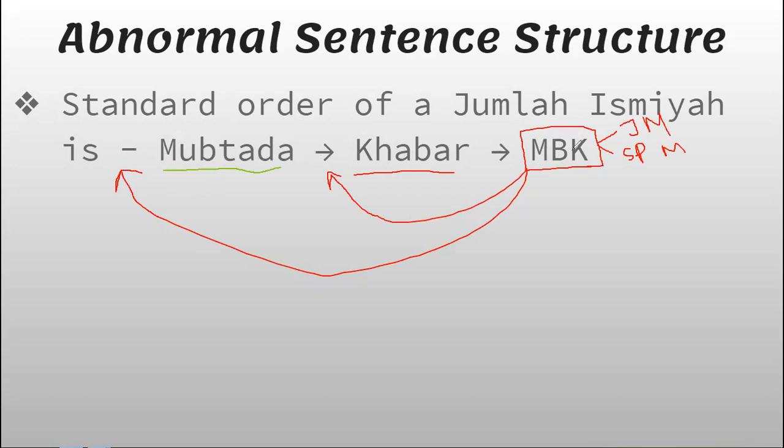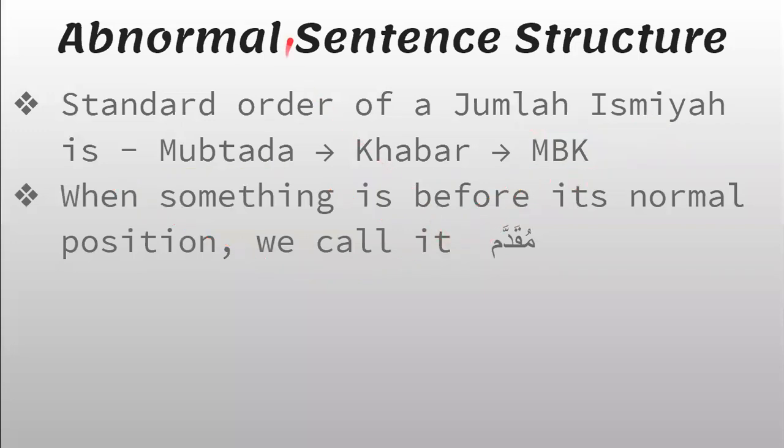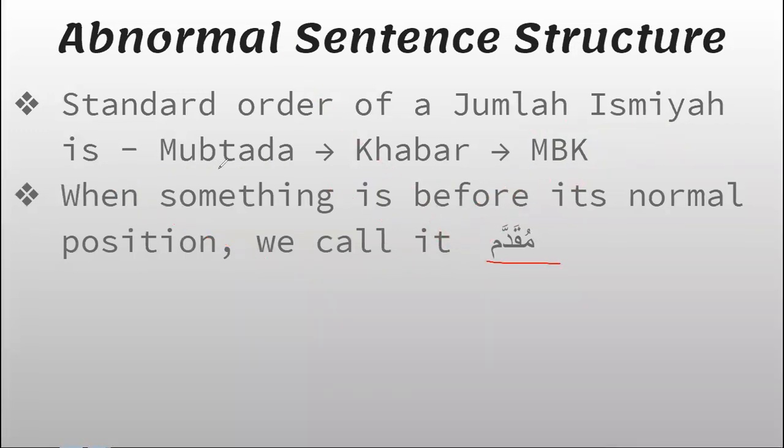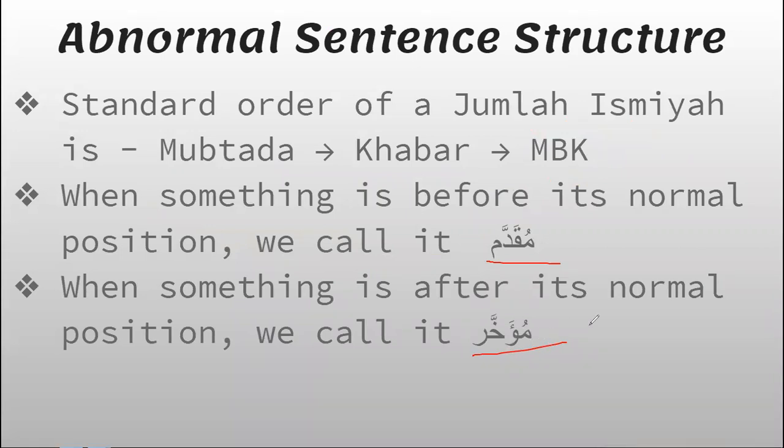So it has the power to come before the mubtada, and when it comes before its normal position, we'll call it muqaddam. It's going to be muta'alliq bil khabar muqaddam. Okay, I have it written over here. So whenever it comes before its position, we'll call it the muqaddam. And the mubtada can come after the muta'alliq bil khabar, so we can call it muakhar. Muqaddam means came early, and muakhar means came late. It's nothing different.